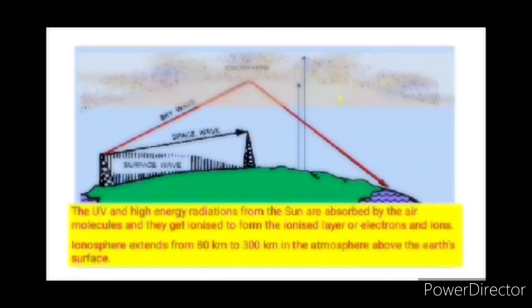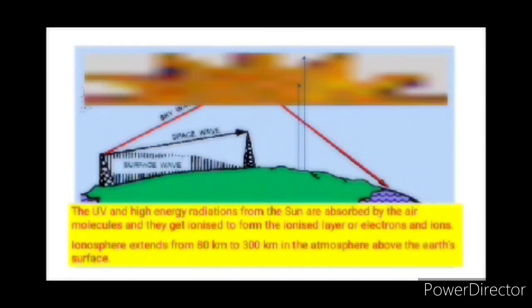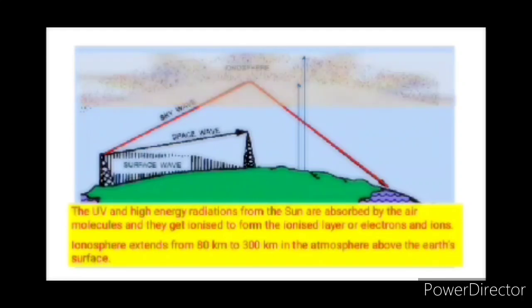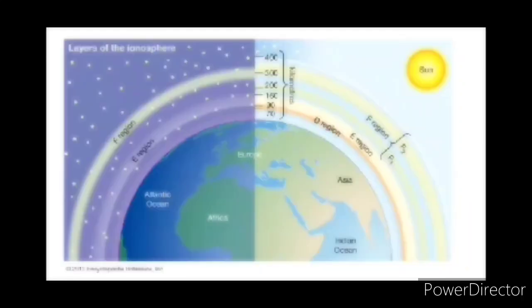During daytime, the ultraviolet rays and energetic rays coming from the sun interact with the air molecules and ionize the air particles present in this region, producing more layers: D layer, E layer, and F1, F2 layers. But during night time, since the ultraviolet rays and high energetic rays are lower, the D layer and F1, F2 merge to form only two different layers, E layer and F layer.